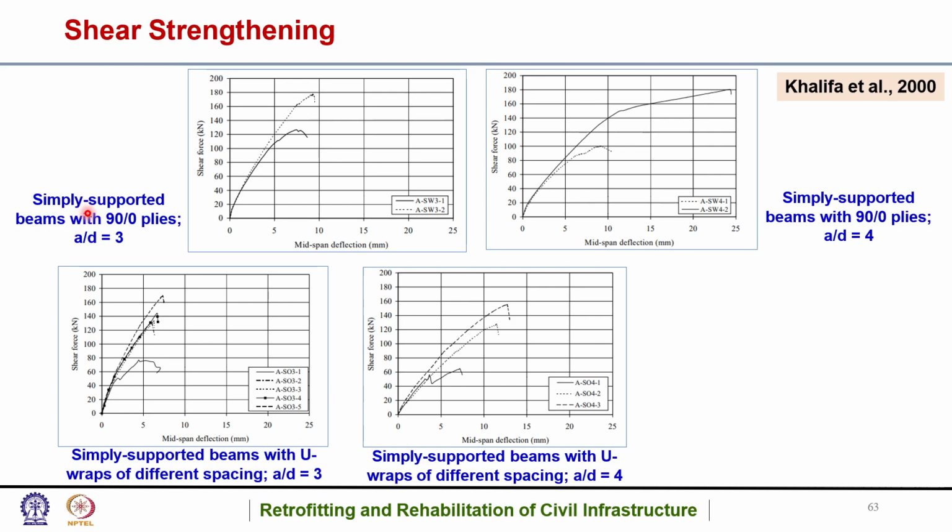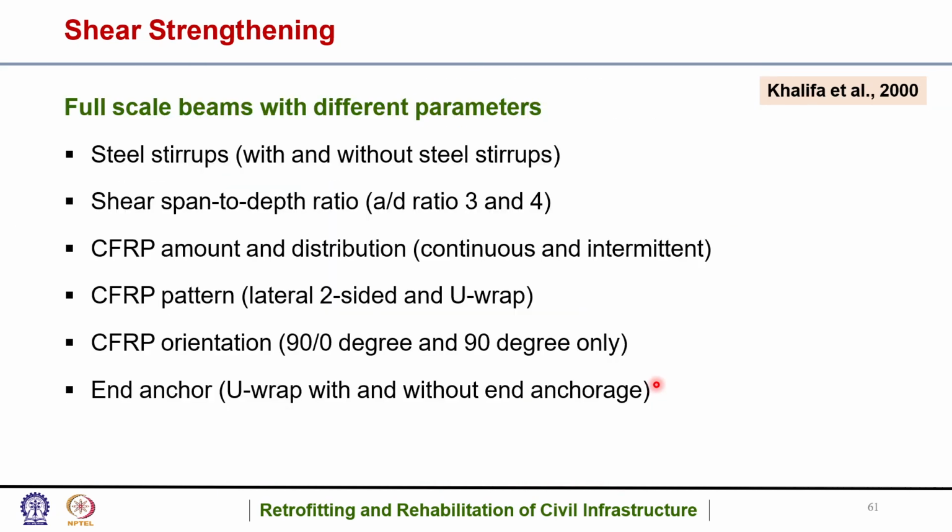So they showed the simply supported beams with 90 plies, a/d equal to 3; simply supported beams with 90 plies, a/d equal to 4; simply supported beams with U wraps of different spacing, a/d equal to 3; and simply supported beams with U wraps of different spacing, a/d equal to 4. So various span to depth ratios were basically used.